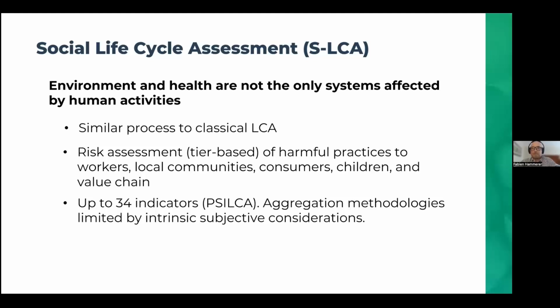In one of the methods, there are up to 34 indicators or risk areas. Aggregation methodologies exist, but are limited by intrinsic subjective considerations. It's hard to see how consumers being affected relates to children being affected or local communities and risk to workers. And finally, the main databases, if you're curious about this, are SHDB, PSILCA, and UNEP, which each provide some data for global supply chains.